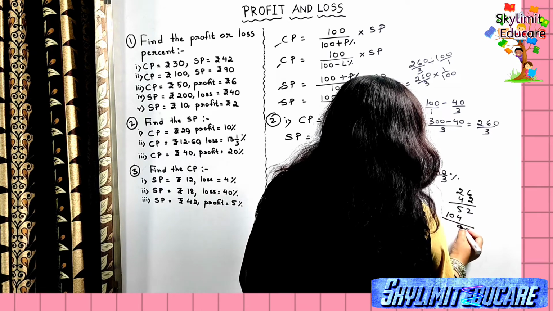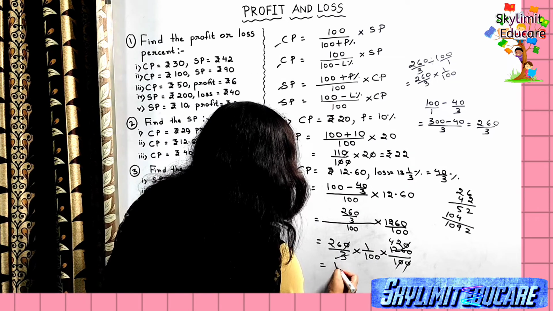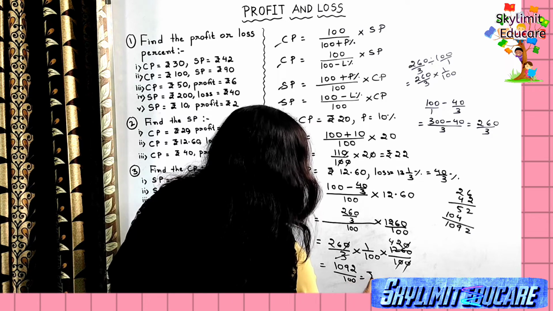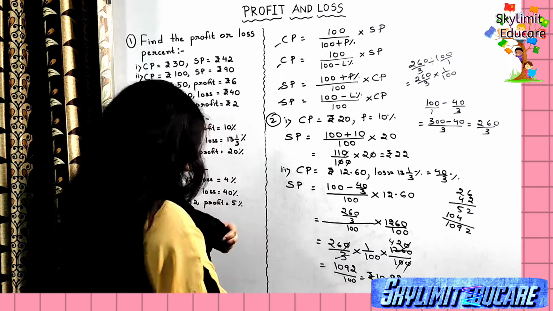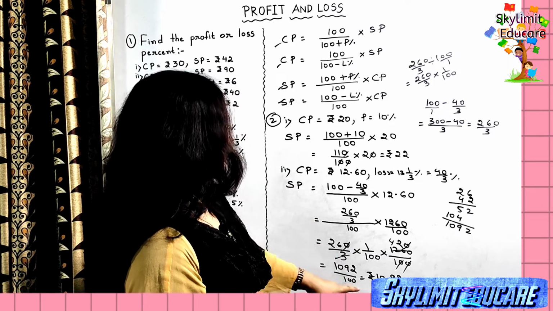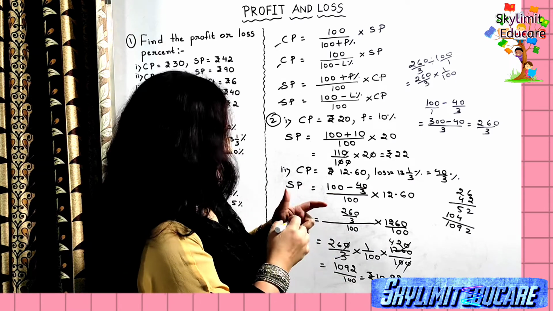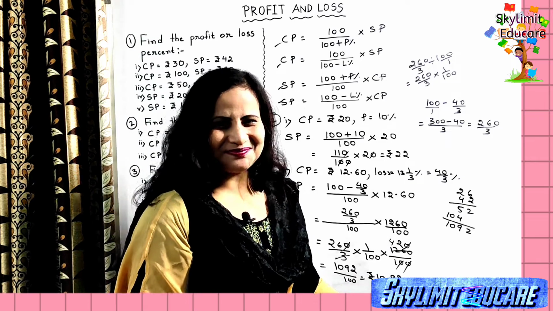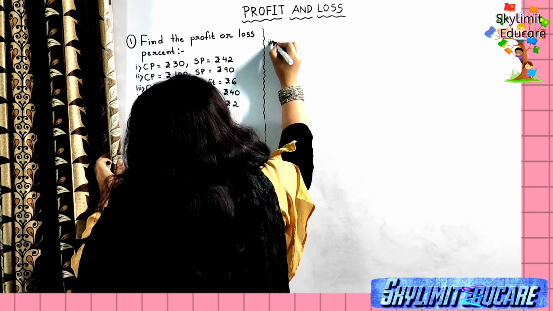So we are getting here 1092 by 100, yes or no? 1092 by 100 is same as rupees 10.92. Clear? So this way you can easily solve it. So what is the selling price you got? Rupees 10.92. As you can see, it's a loss. So obviously selling price should be less than the cost price, and you have got rupees 10.92. Clear? So now let's solve bit number 3 for question number 2.